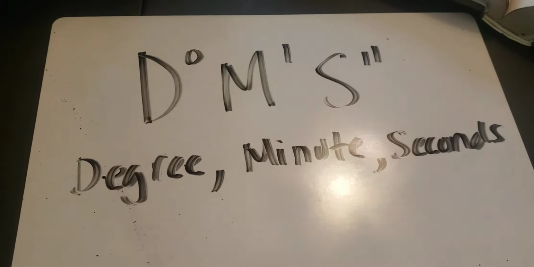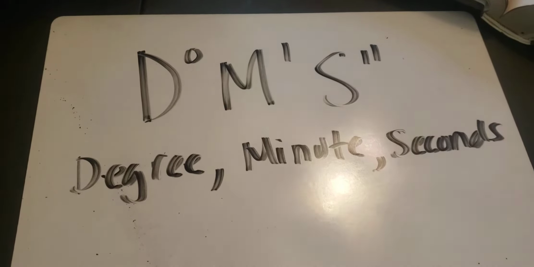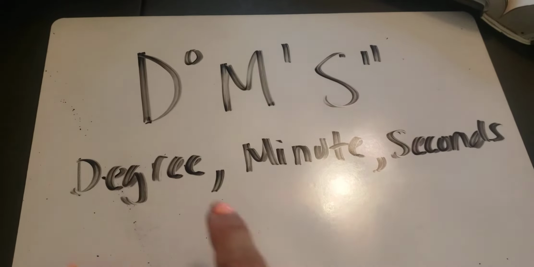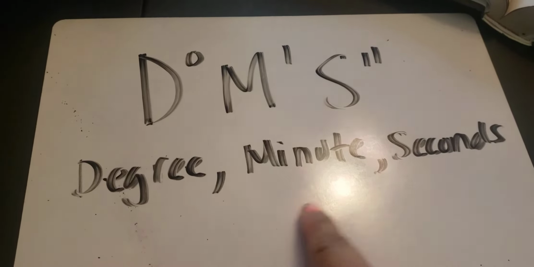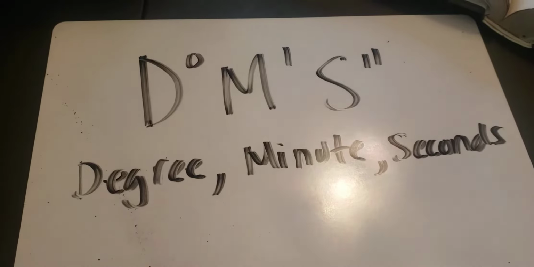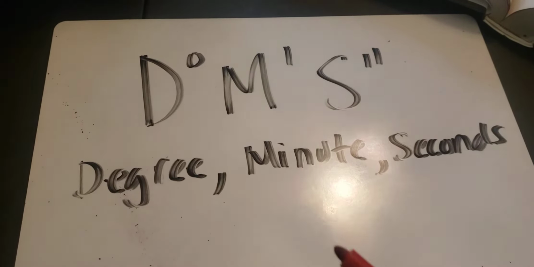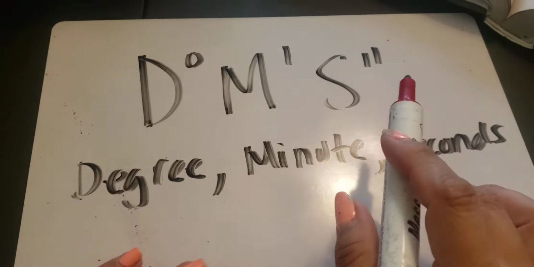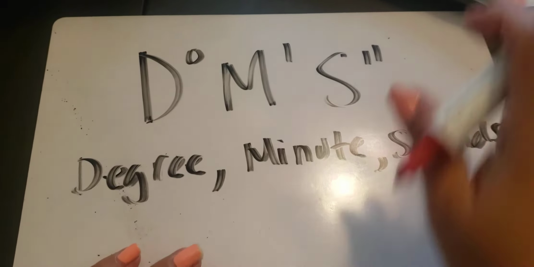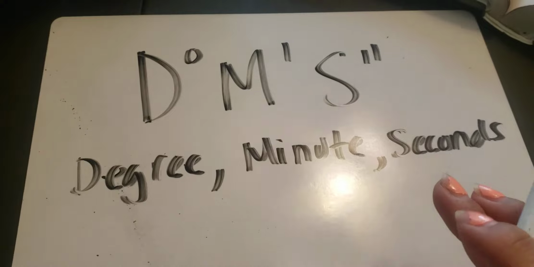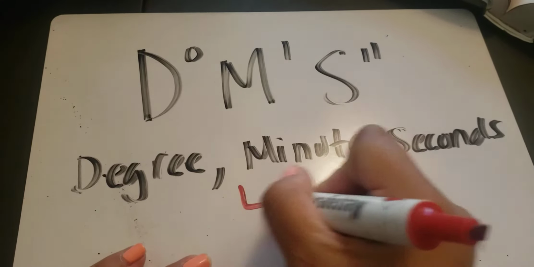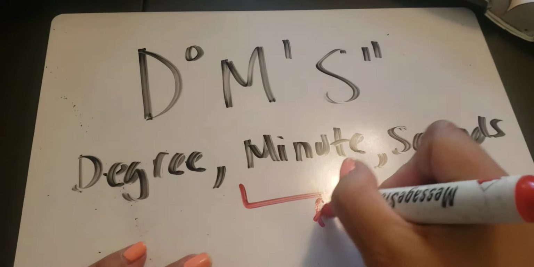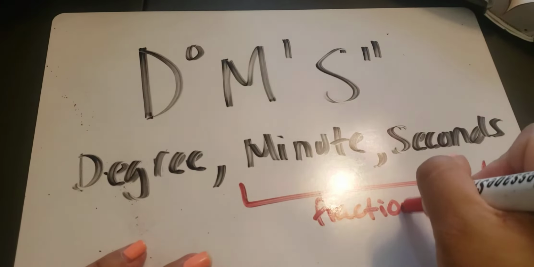All right, boys and girls, this is an extension of example 3, and it's DMS. Basically, it stands for degree, minutes, and seconds. Historically, I guess you would say, the fractional parts of a degree would be represented as minutes and seconds. So this would be the fractional part. Okay.